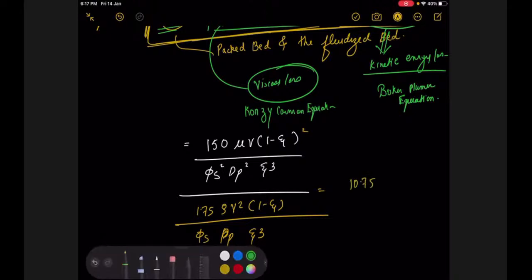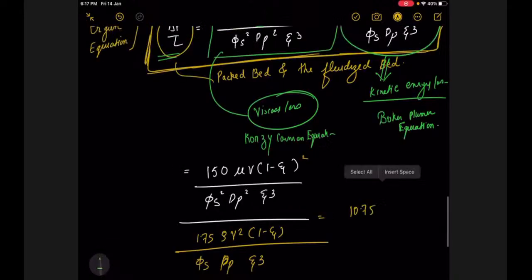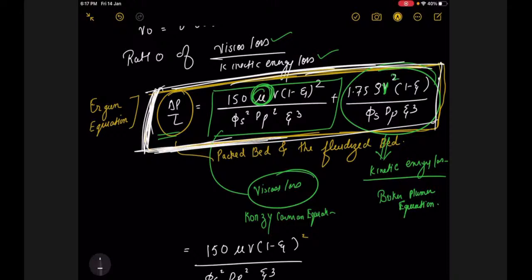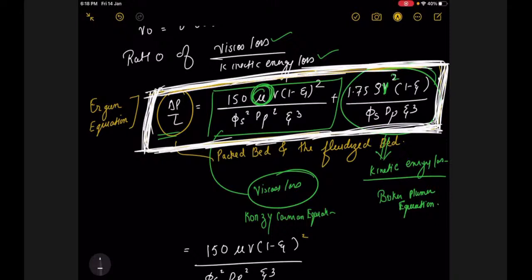What is most important is that sometimes GATE may give you this equation and sometimes they may not give you. So you have to remember this equation. Okay, you have to remember this equation. Okay, got it?